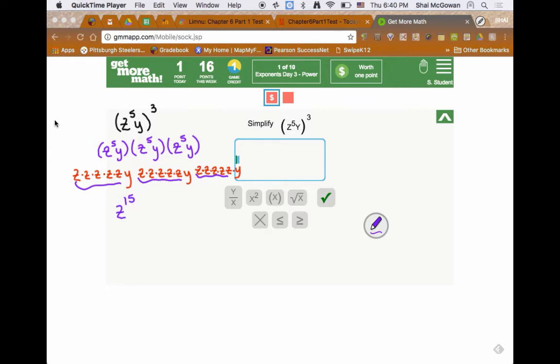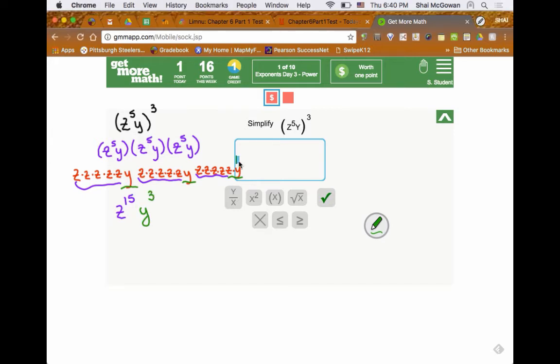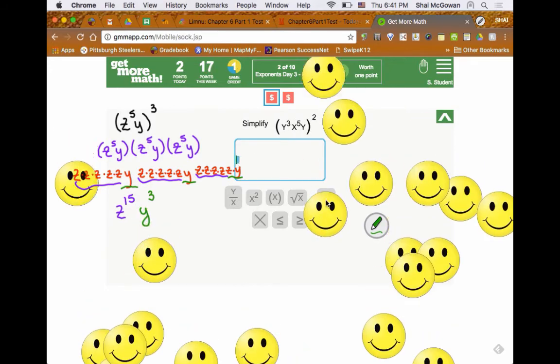And then if you look at your y's, you have a y here, and a y there. So you have 3 of them. So you're going to say y to the 3rd. And that's what you're going to type into GMM. So typing, you get z exponent 15, and then make sure you come out of the exponent, y exponent 3.